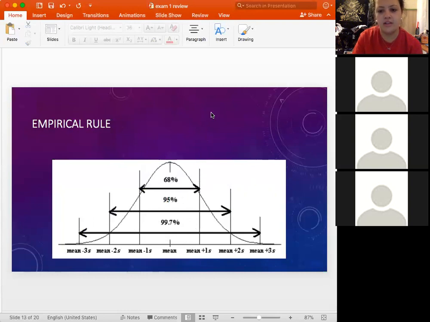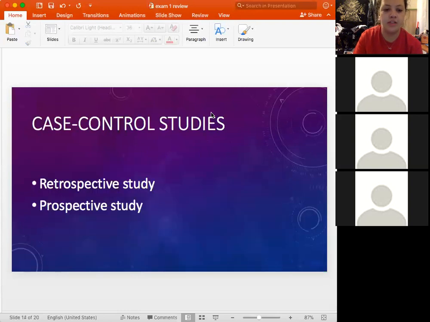So it makes sense in terms of when we use it in application. Okay, and yeah, case control studies. This is basically just talking about whether you are looking at a study of people that currently have the disease, or you're trying to follow people who have it over time.